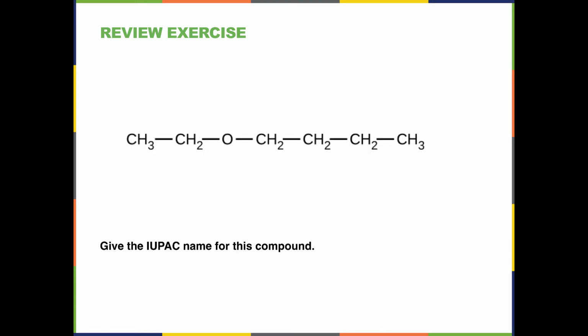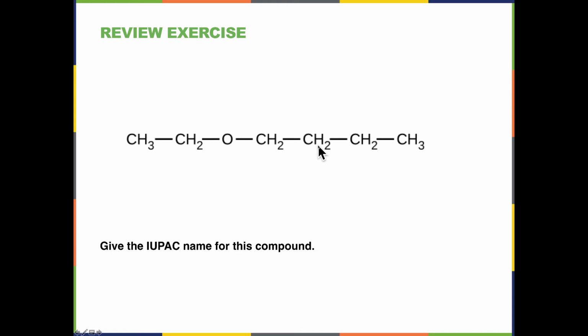Now here's another one. Now this one, just looking at it, you should be able to tell that it's an ether. And there's two ways you can name this. One is you can look at this and say this is a methyl and this is a 4-carbon butyl, so you can call this ethyl butyl ether, or you can count the whole thing, 1, 2, 3, 4, 5, 6. So ethoxybutane.